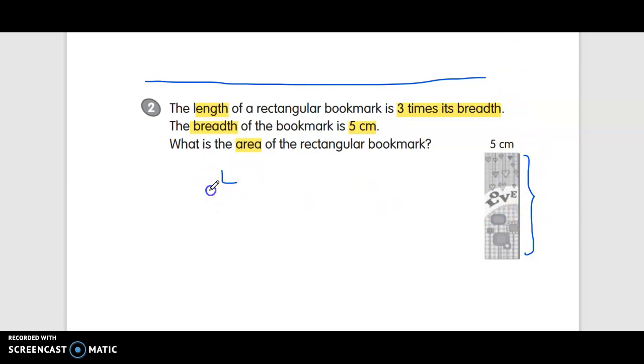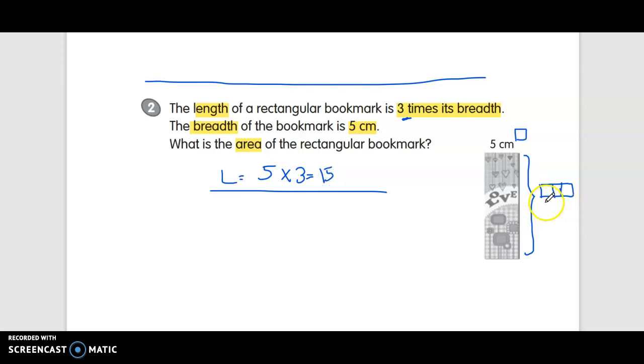Again, draw your lines and write the first part. We need to find the length. How do we find it? The clue is this: it is 3 times. What do you do when it's 3 times? Remember, we learned this before. 3 times means there are 3 boxes, whereas the breadth only has 1 box. So 1 box is 5. What is 3 times? 5 times 3, which gives us 15 cm.